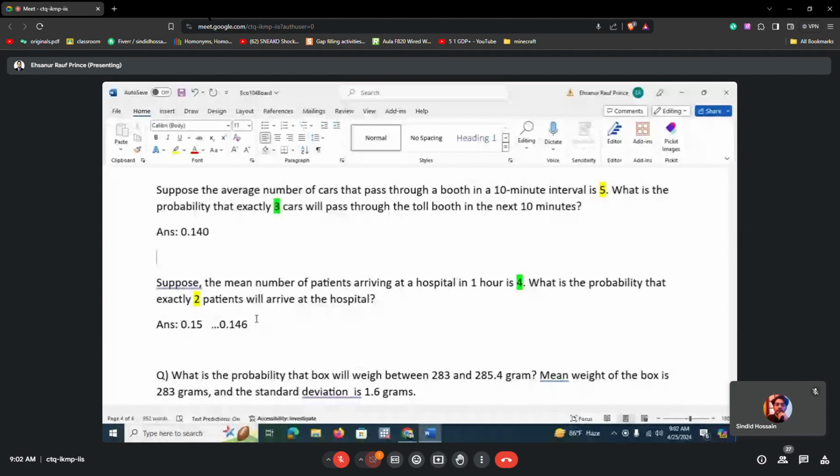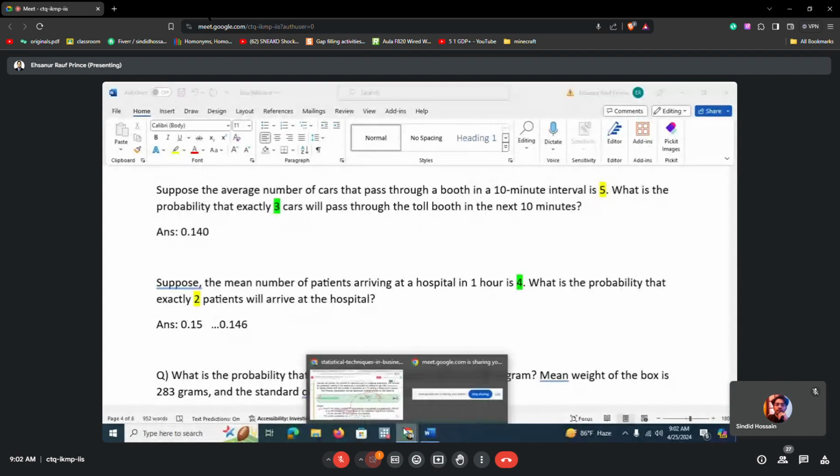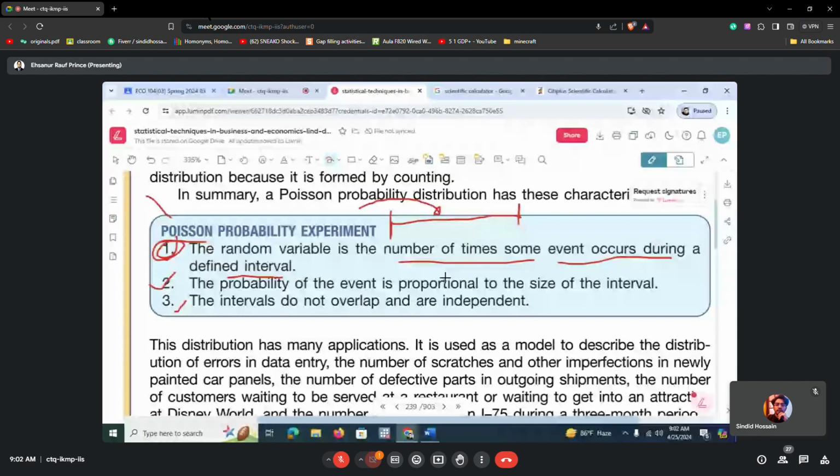What is important is that you read the features well. What do I mean by features? I'm referring to these three points. The random variable is the number of times some event occurs during a defined interval. The probability of the event is proportional to the size of the interval, and the intervals do not overlap and are independent, right? So you have to study these three properties, features, characteristics, whatever you say.